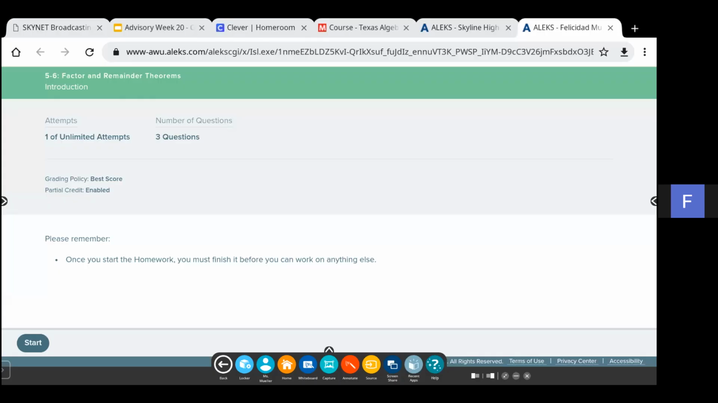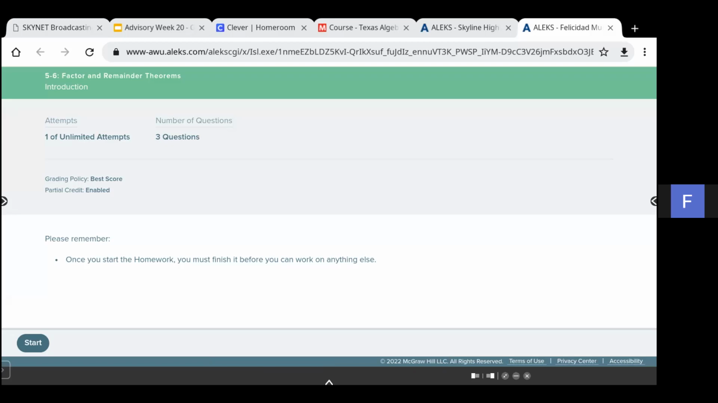Hey everyone, so today I'm going to take a look at 5-6. This may be a homework that was or was not assigned to you. Only certain classes received this lesson, so only certain classes are going to have this homework assigned to them. So I'm just going to go over it briefly in case you missed class or you just need help with working it out.